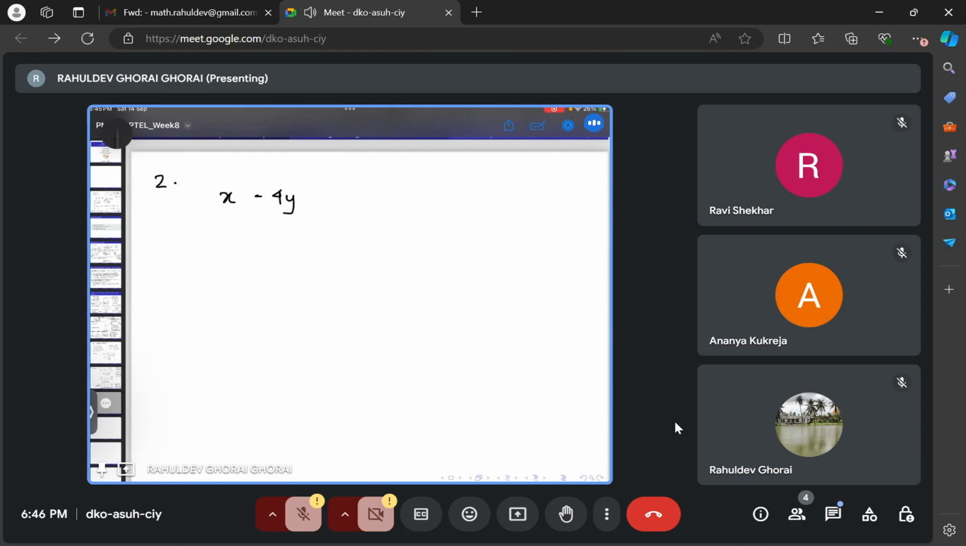Minus 4y plus 11z is equal to 19. 5x plus y plus 4z is equal to 2. 3x plus 2y minus z is equal to 5. Do this one. I'll wait for your answer. Do it, no problem. I will do it again. That's how we will learn.